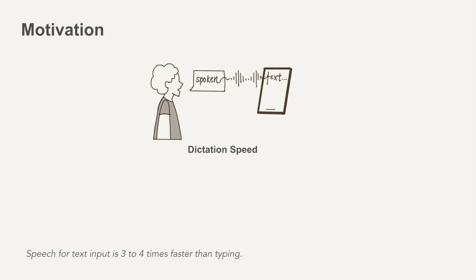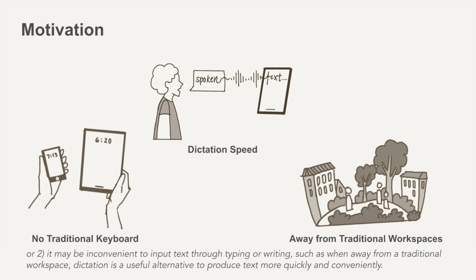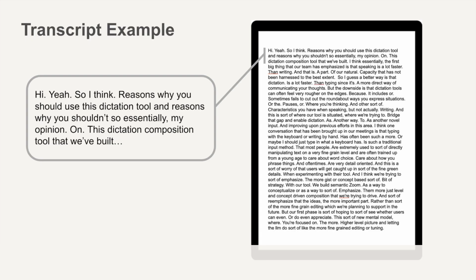Speech for text input is 3 to 4 times faster than typing. And in situations where, 1, users do not have a physical keyboard, such as with touchscreens, or 2, it may be inconvenient to input text through typing or writing, such as when away from a traditional workspace, dictation is a useful alternative to produce text more quickly and conveniently.